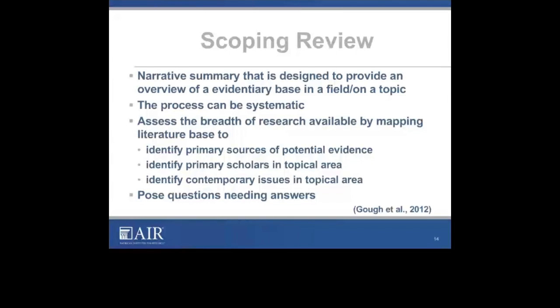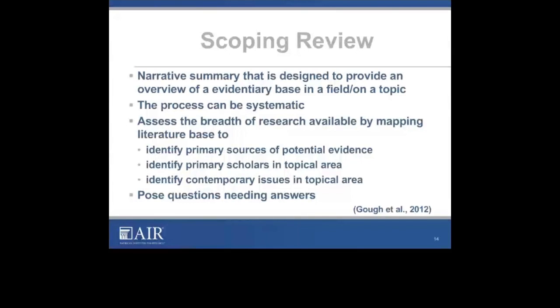Okay, and then we're coming to today's focus, today's review type of interest, the so-called scoping review. The scoping review is a narrative summary version that is designed to provide an overview of an evidentiary base in a field on a topic. It's much broader, much more comprehensive than a systematic review. The entire process, however, can be systematic.